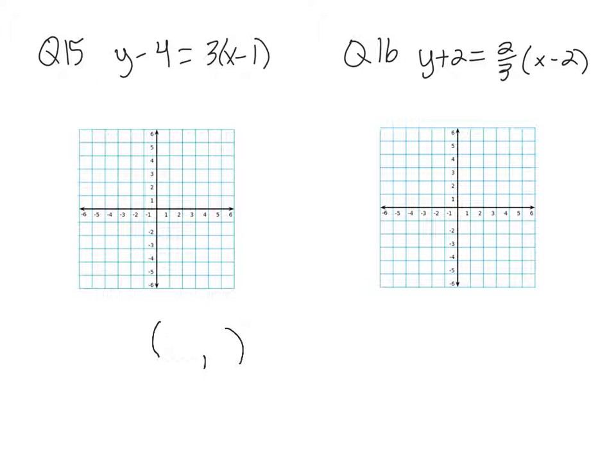The x value is going to be with x, the y value will be with y, but you're going to use opposite signs. So if you see a minus, it's actually a positive. If you see a plus sign, it should actually be a negative. So the number with x here is 1. The number with y is 4. So we'd plot the point 1, 4. So to the right 1, up 4.